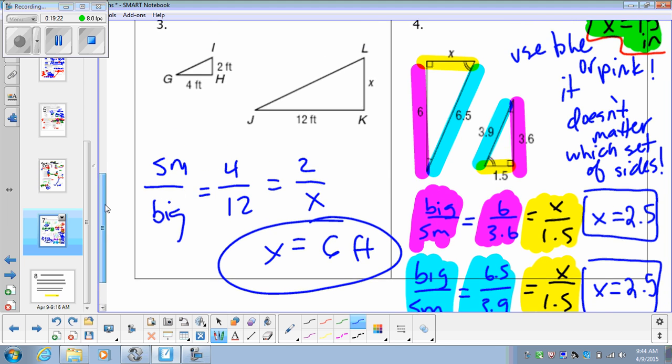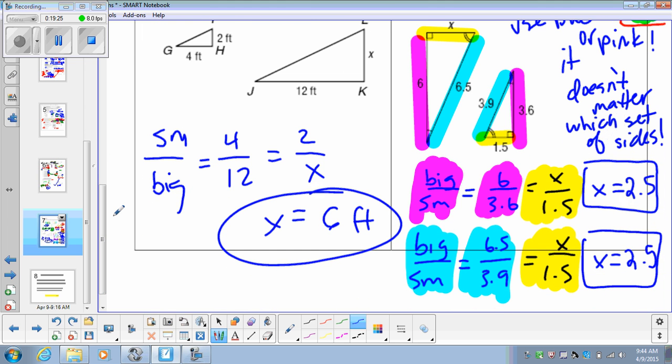And for the last one, here is the deal. I gave you both matching sides for the pink and the blue. Some of you wanted to use 6 over 3.6 and use the pink stuff. That's fine. Some of you wanted to use the 6.5 and the 3.9, and that's fine. You do not have to do both proportions to get the answer. You can use either the pink side and then the yellow, or start with the blue side and then use the yellow. It doesn't matter. In both situations, we're going to get that x has to be 2.5.